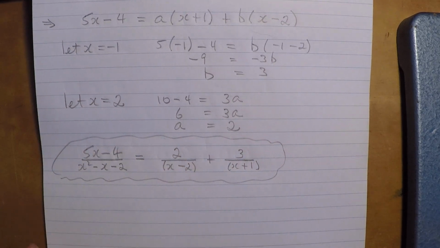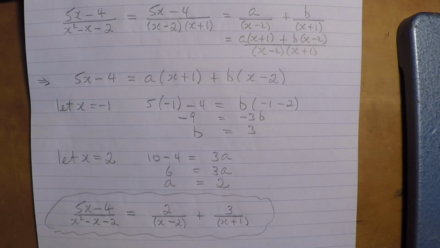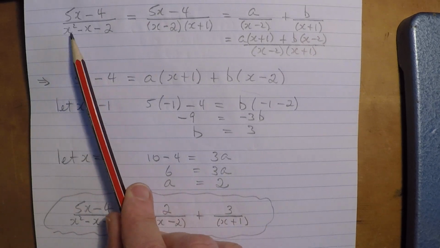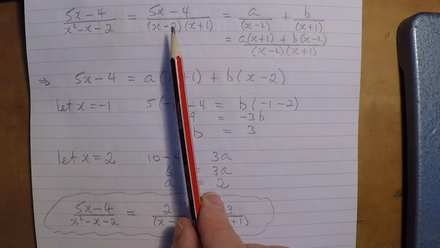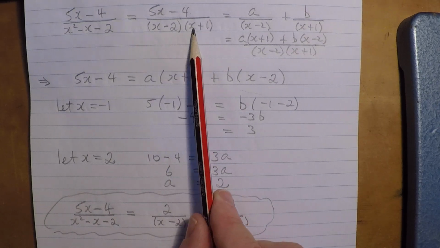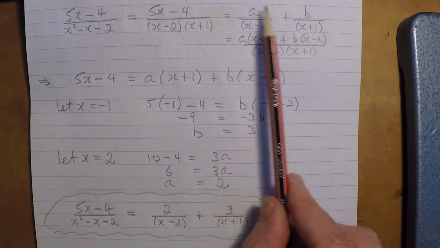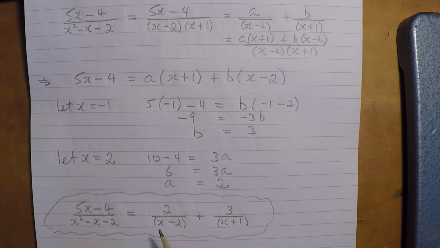So the method is essentially the same as we did last time. The difference was we were presented with something that had a quadratic in the denominator, and we first had to factorise that to be two linear factors before proceeding through the normal partial fractions decomposition method.